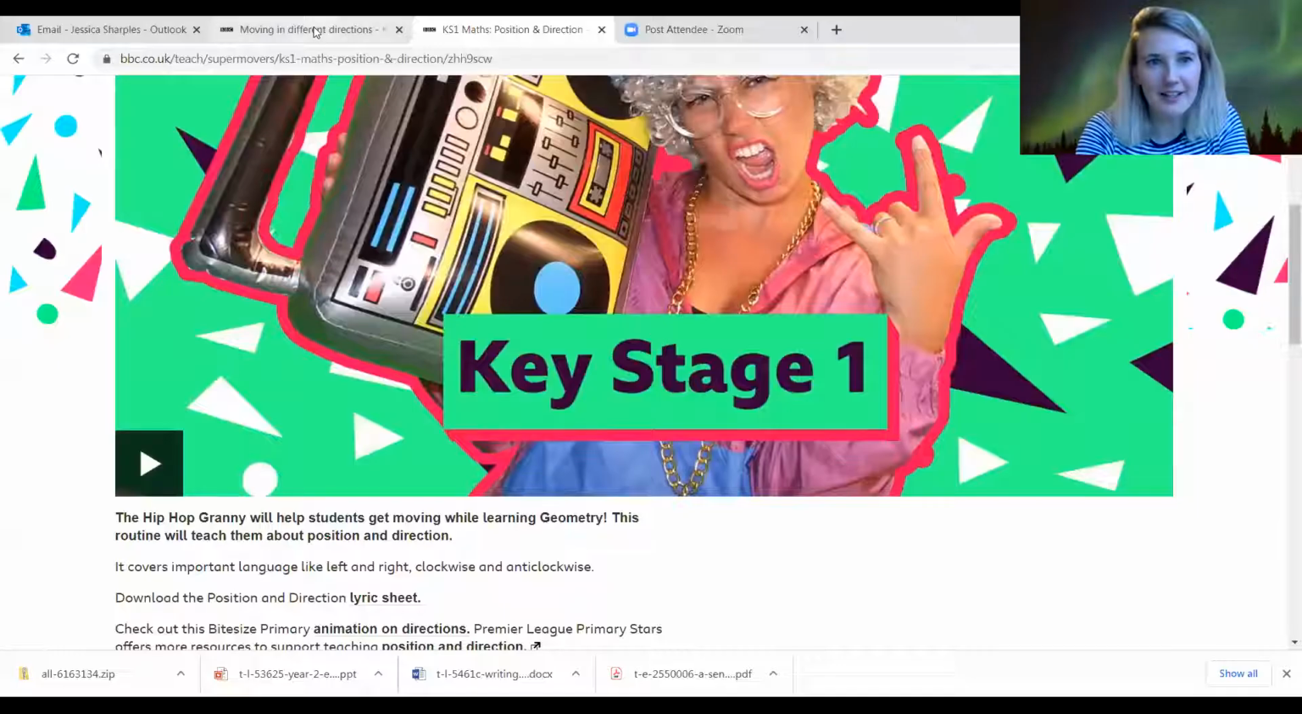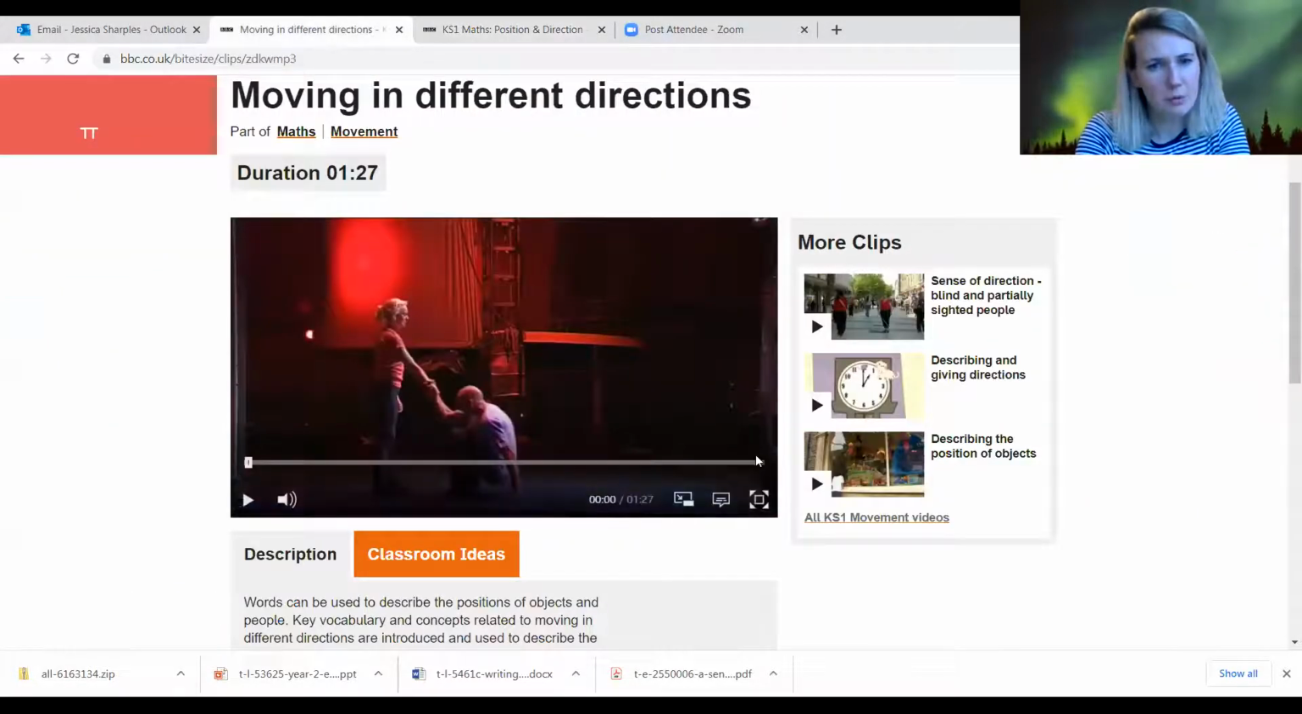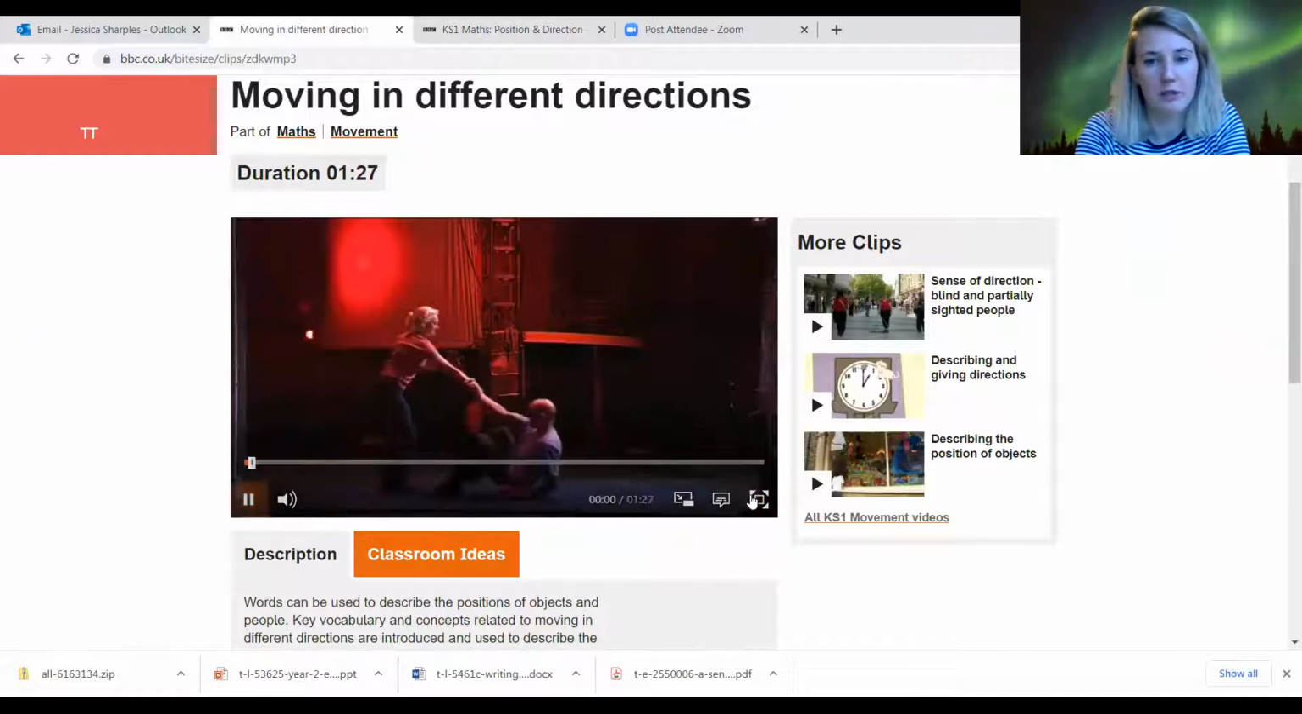First of all, let's move over. There it is. This one is going to talk to you about direction quite seriously. And then I've got a dance ready for us to practice our movements. Okay, so we're talking about moving in different directions. I'm going to watch. Ready?